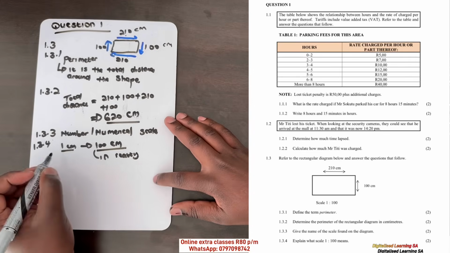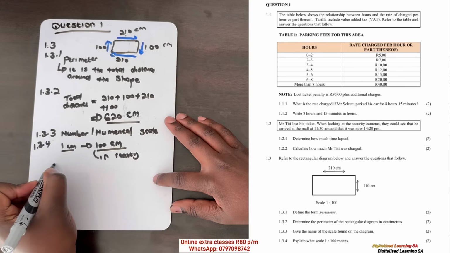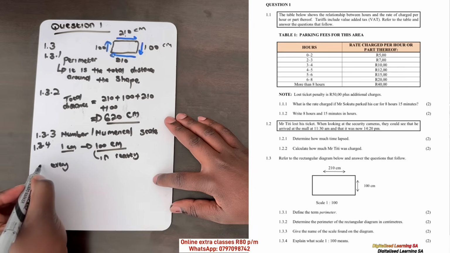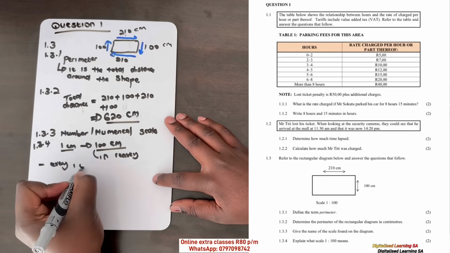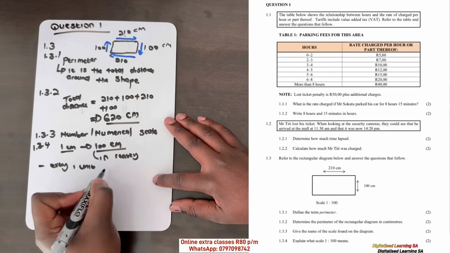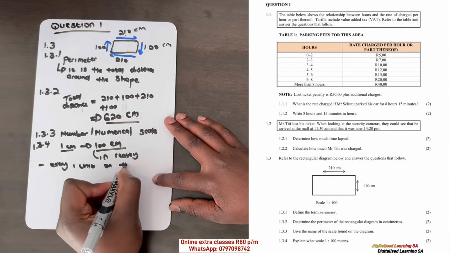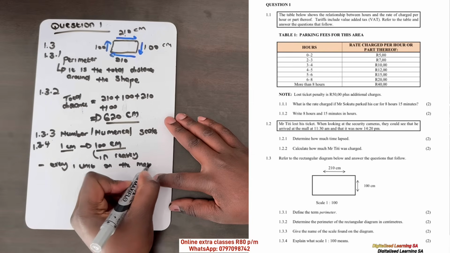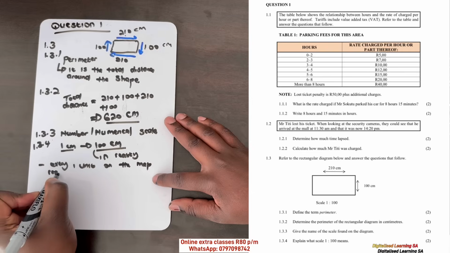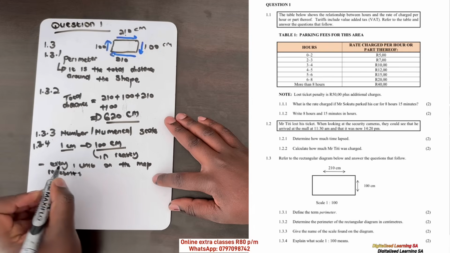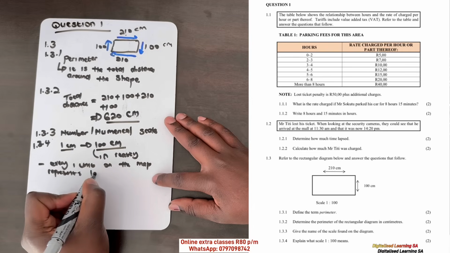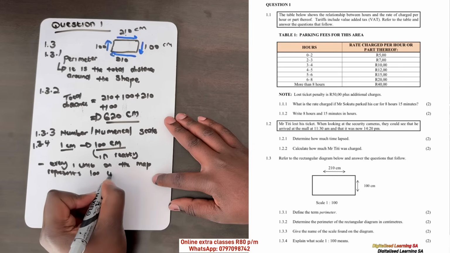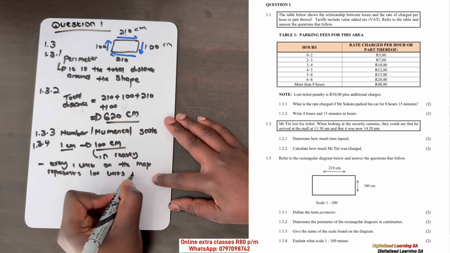So we can see that every 1 unit on the map represents 100 units in reality.